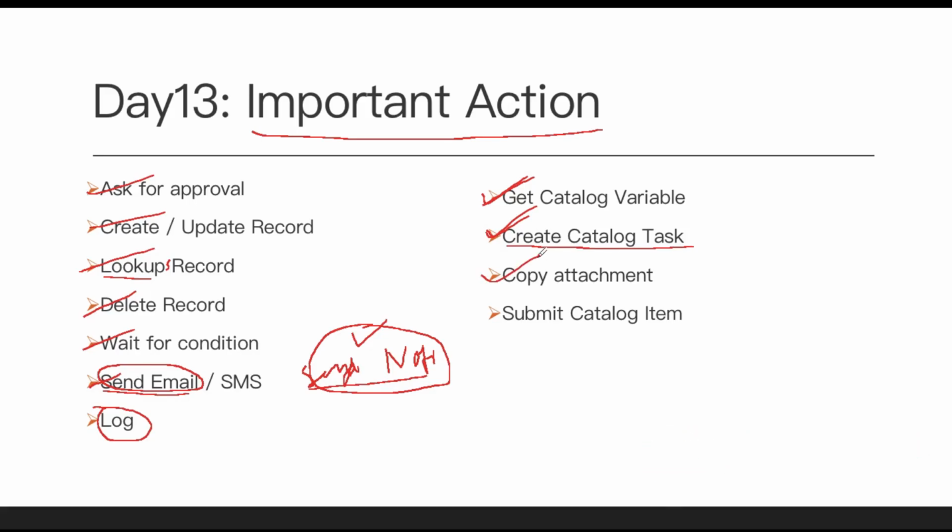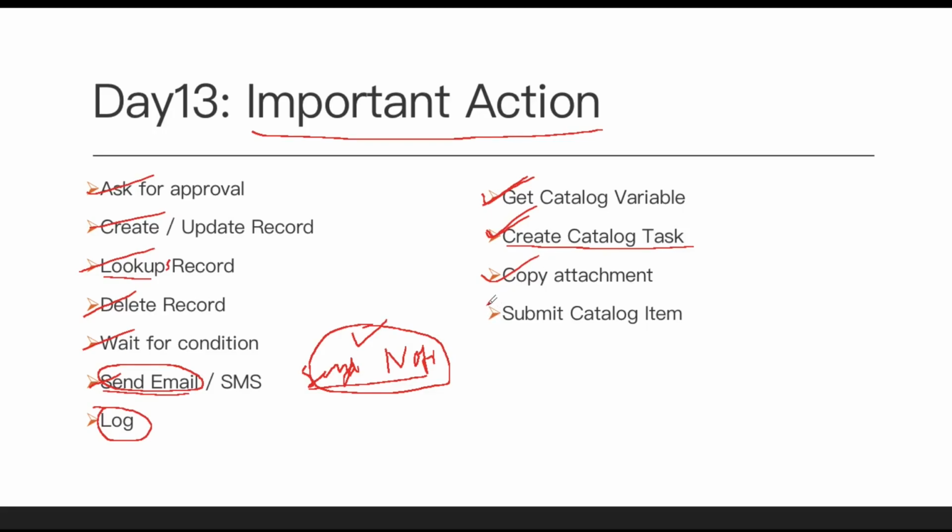Now we have Copy Attachment. With the help of Copy Attachment, we can copy an attachment from one record to another record. I already implemented that in our previous session. Maybe if you want to copy an attachment from an incident record to another incident record, you can do that.